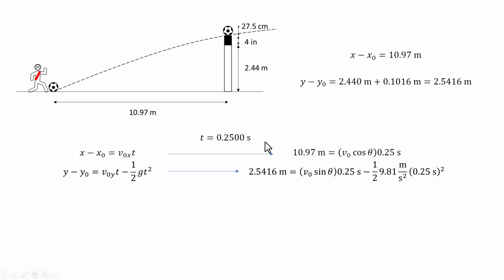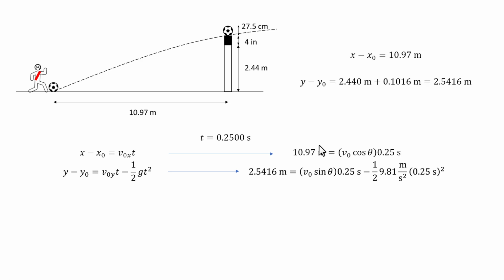So after substituting all our knowns, we have two formulas now. Notice that we also replaced v0x with v0 cosine of theta and v0y with v0 sine of theta. The v0 now is the thing we're after, but we also have the launch angle theta in those formulas, so we can't really solve for any of them yet.